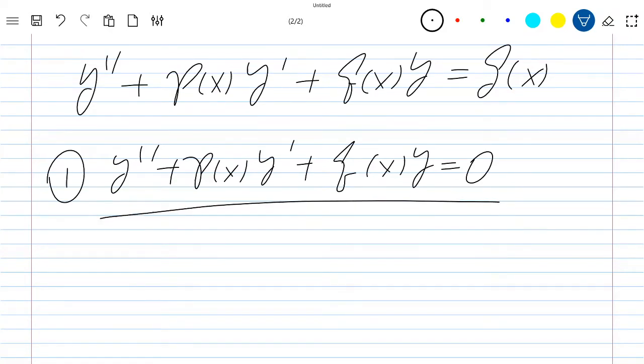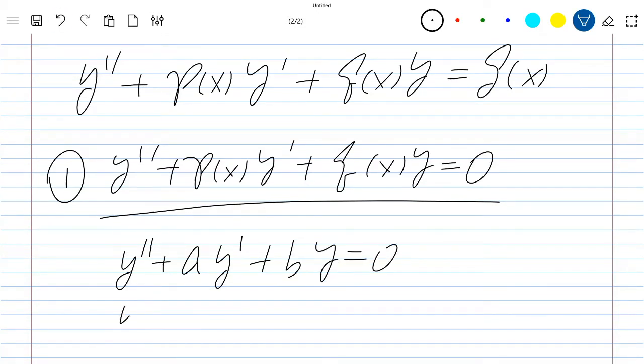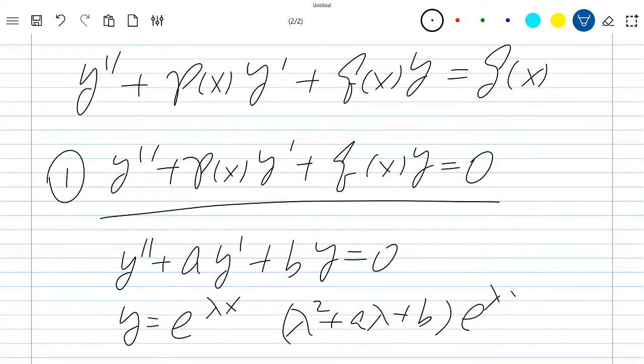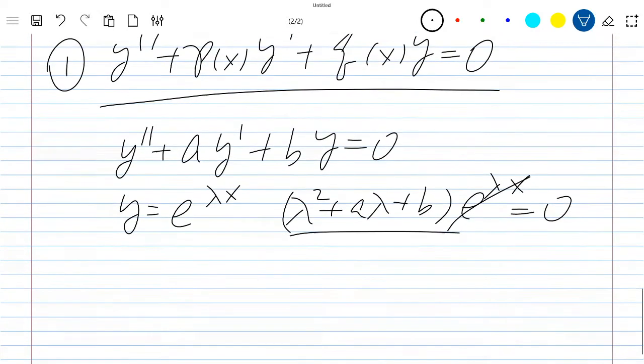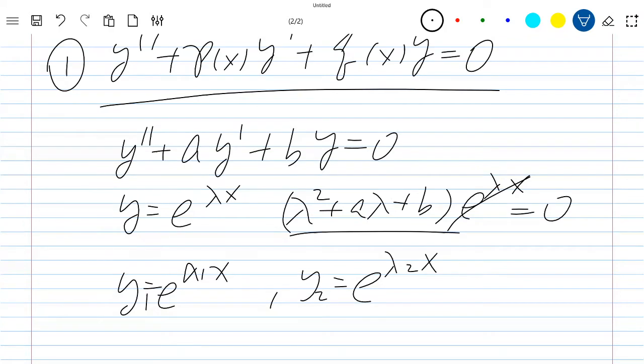However, even the linear homogeneous equation is not always easy to solve. In general, we don't know the solution, but for the special case that P and Q are constants, we know how to solve the equation, right? We can let y be e to the lambda x, then plug in, and you will get lambda squared plus a lambda plus b times e to the lambda x equals 0. Then you can cancel that. You get two solutions for the quadratic equation. So you get lambda 1 and lambda 2. So you get two linearly independent solutions.